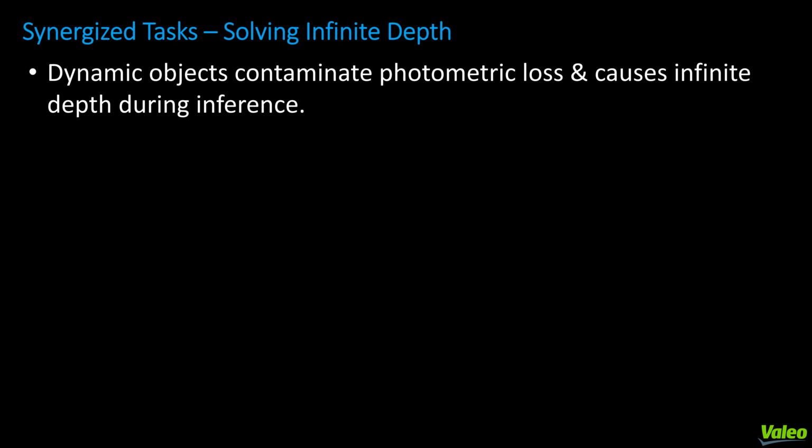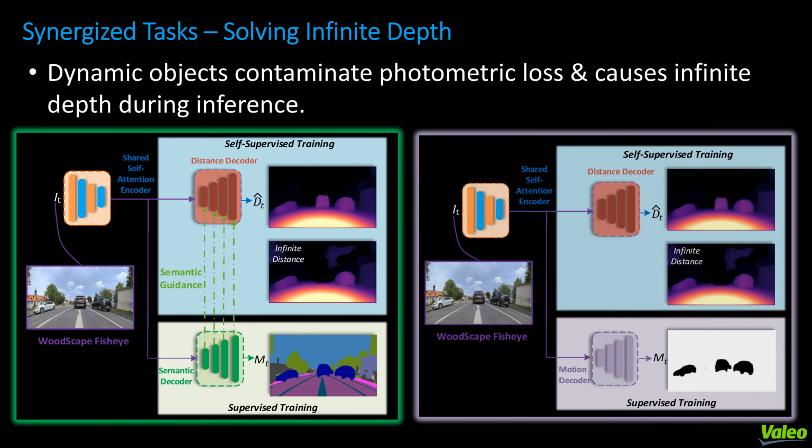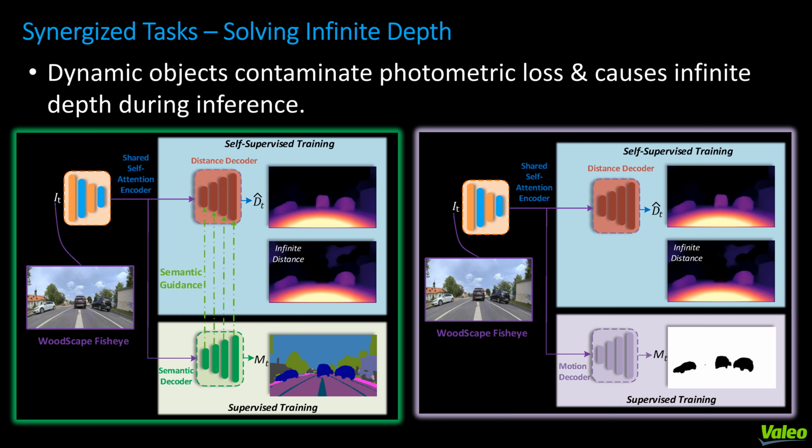We discuss how we solved one of the concrete challenges using synergy, namely the dynamic object issue for depth estimation, which contaminates the photometric loss and causes infinite depth during inference. Our previous work used the dynamic object mask from the semantic segmentation task and employed it during the view synthesis process of depth estimation. The major drawback of using semantics is that it might not cover all the dynamic object classes in the semantic ground truth. For example, cows.